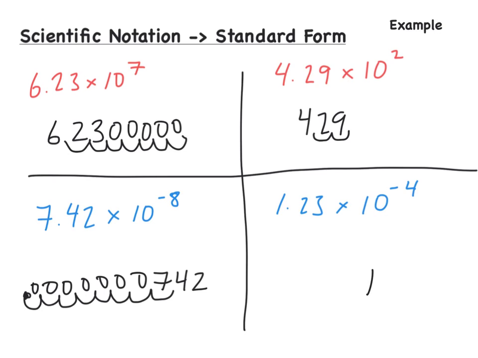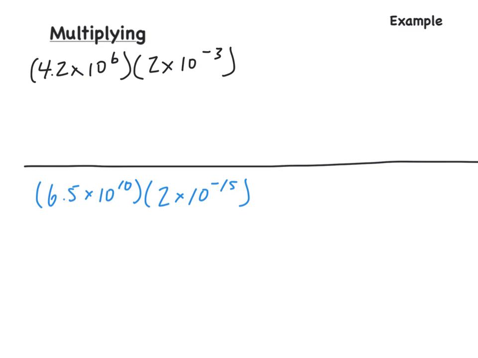Now the second one, I have the decimal point right here. I have to move it 4 spaces to the left because of the negative sign. So 1, 2, 3, 4. And this is our answer. So it's 0.000123.